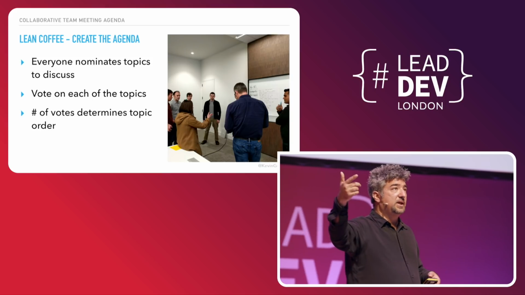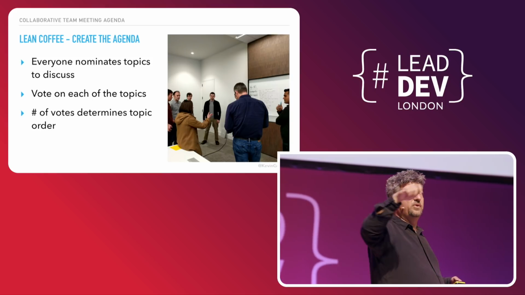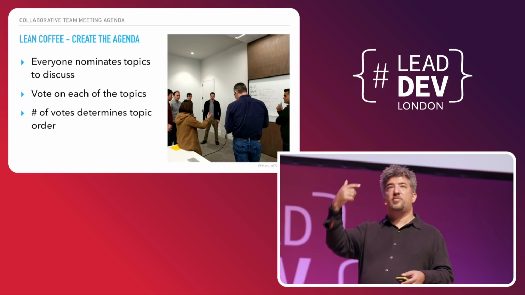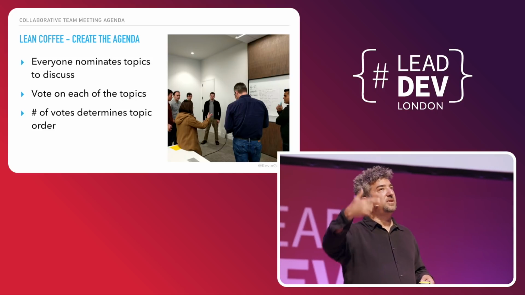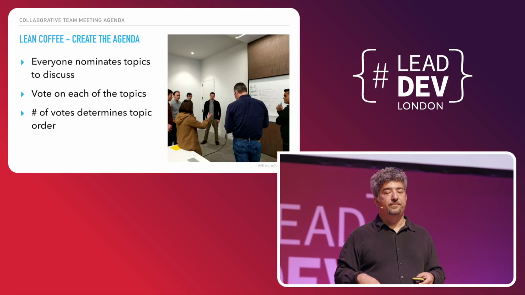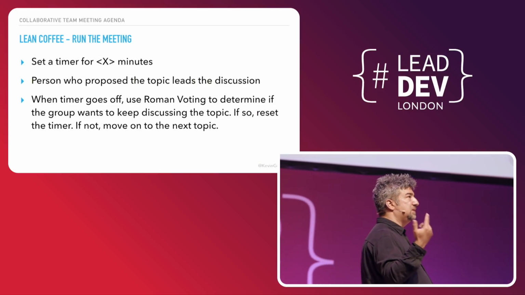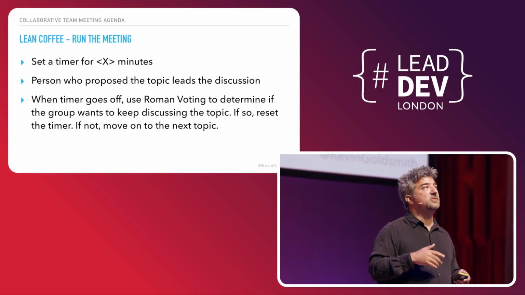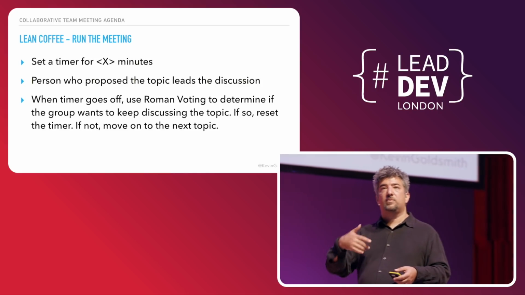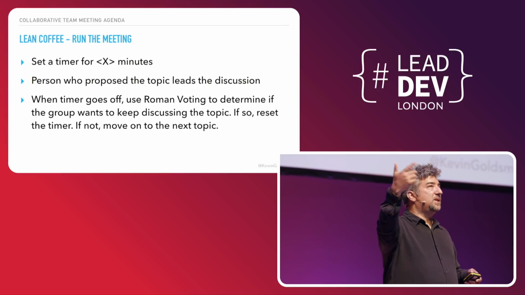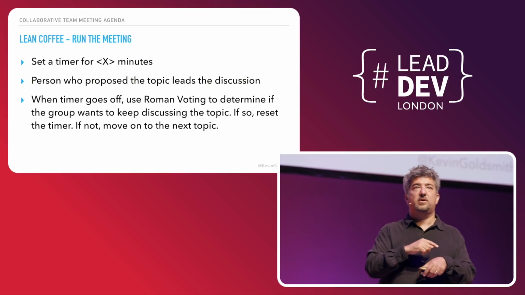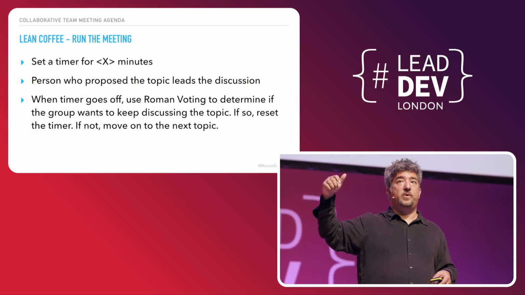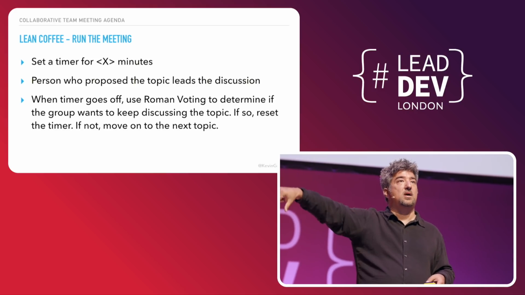You vote on each of the topics. You dot vote. Let's say everyone gets 3 votes. Put the dots near the topic you want to discuss. The number of votes each topic gets determines the order in the agenda. Then you have a facilitator. That person sets a timer for 5 minutes or so. Whoever leads the topic or proposed the topic, they lead that discussion. When the timer goes off, you move on. You Roman vote. Do we want to keep talking about this? Yes or no?